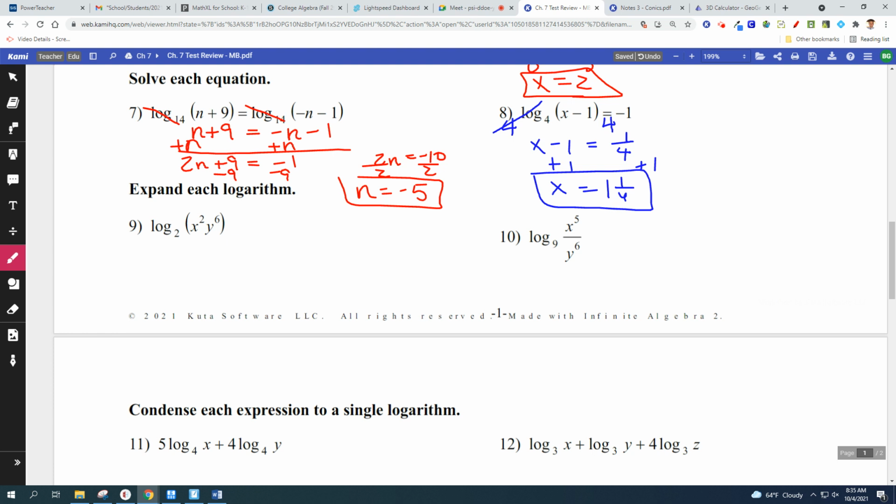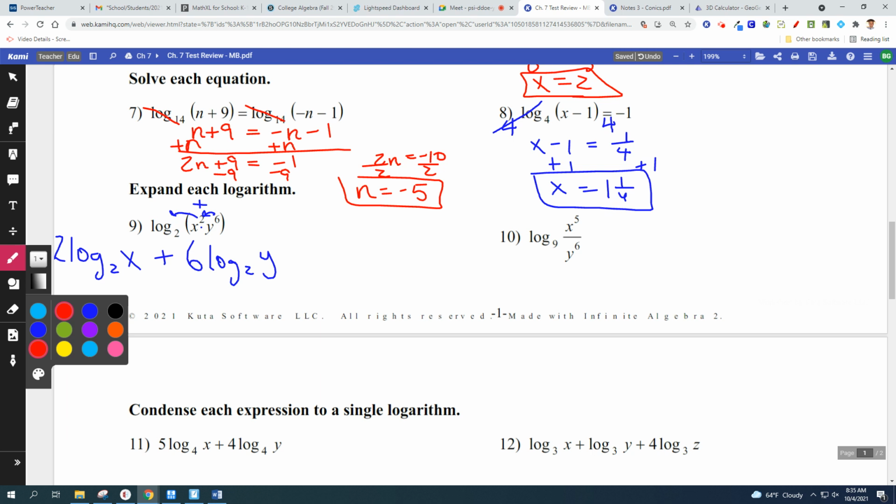Expand. Remember that times right there is going to be a plus, and that exponent 2 is going to come to the front, and that exponent 6 is going to come to the front. Expand means to make bigger. I'm going to have log base 2. Whoops, I'm going to have a 2 in the front. Log base 2 of x plus a 6 in the front of log base 2 of y. Don't forget the little base 2. If it's a log base 2, you got to say it's a log base 2.